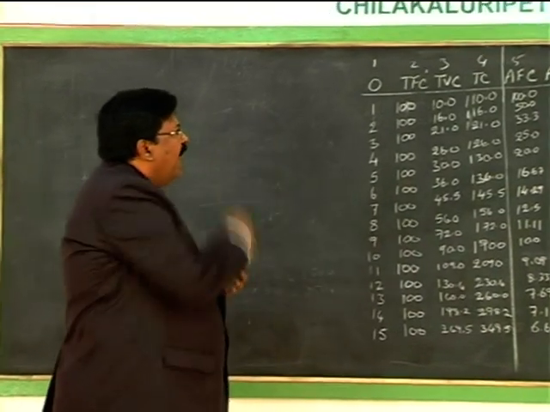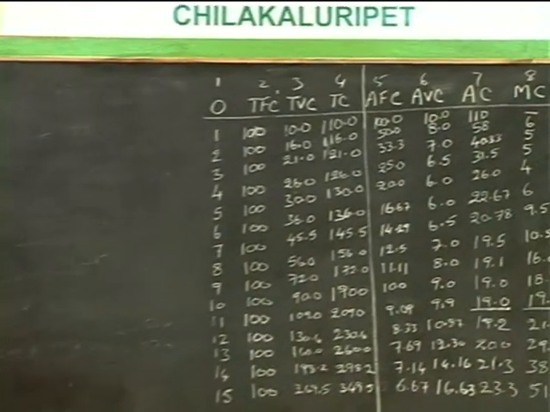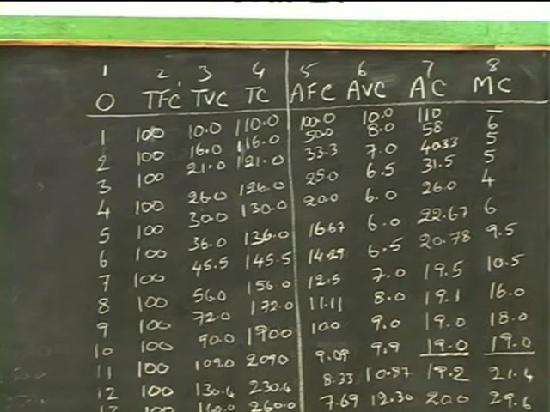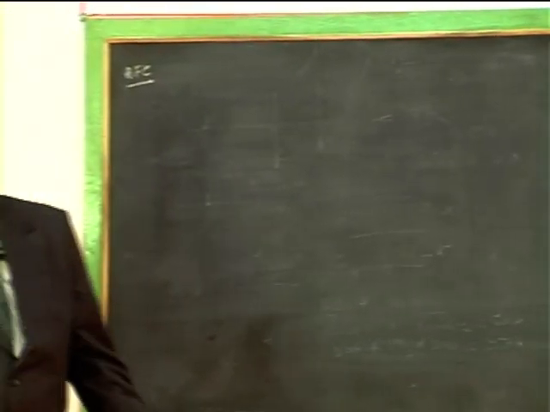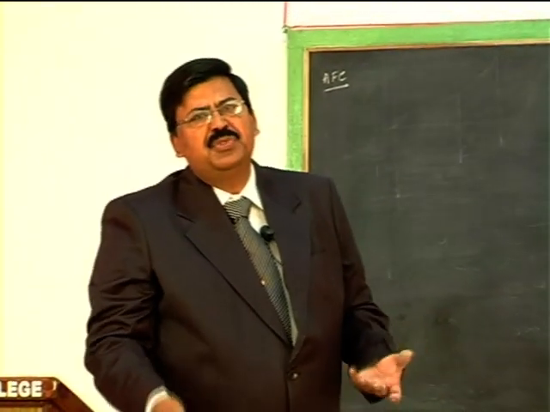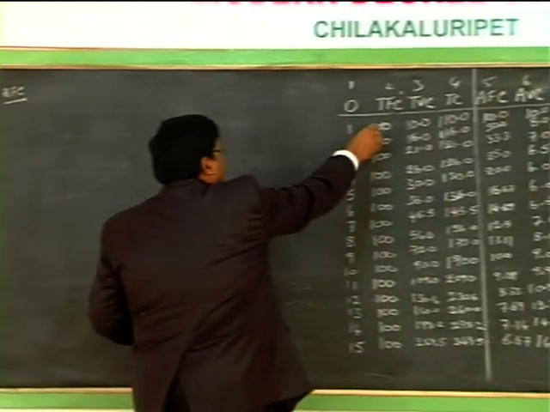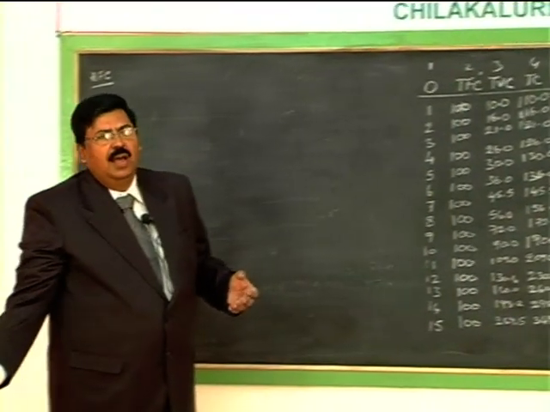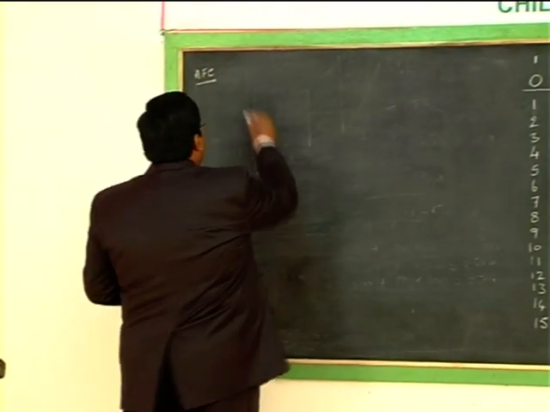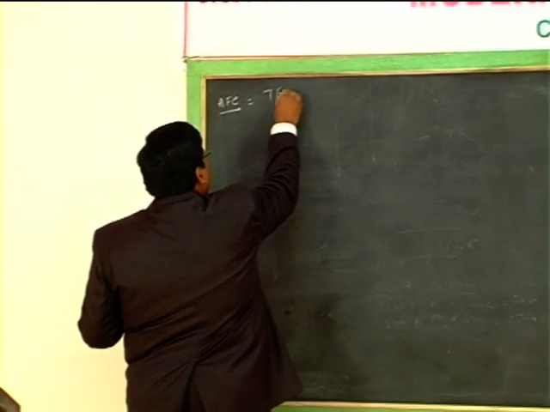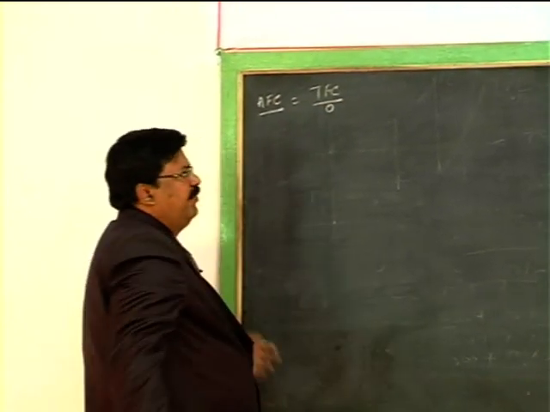So column number 5 is given by average fixed cost. What is the average fixed cost? How do you get average? Average is always total divided by number. Very simple. So total fixed cost divided by number of units of output gives you average fixed cost. AFC is equal to total fixed cost by Q, number of units of output.